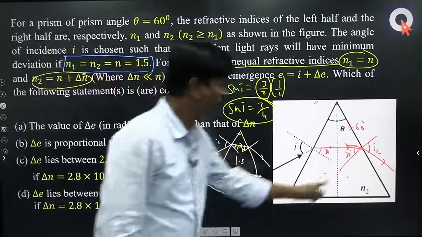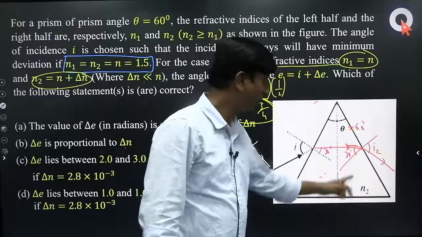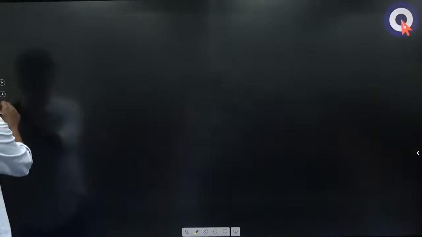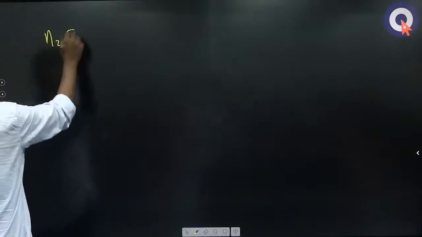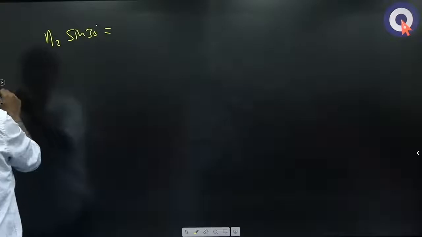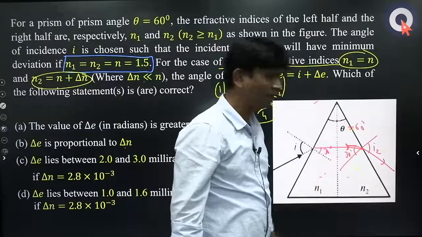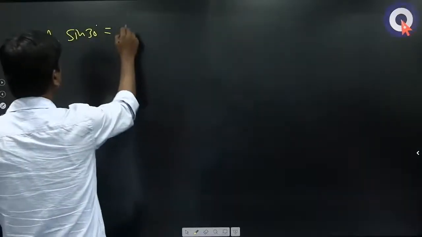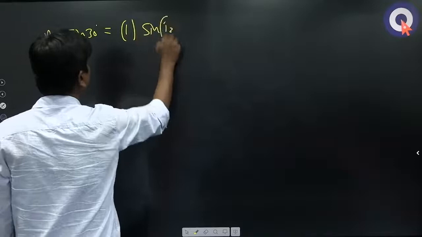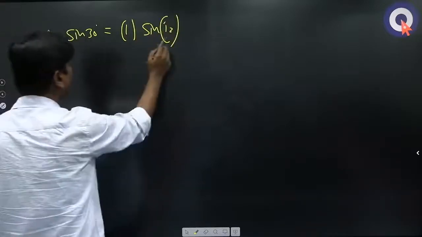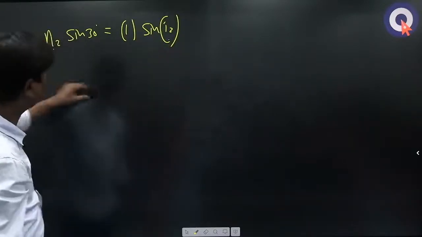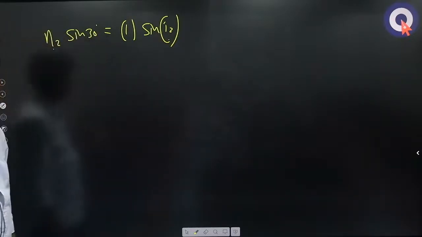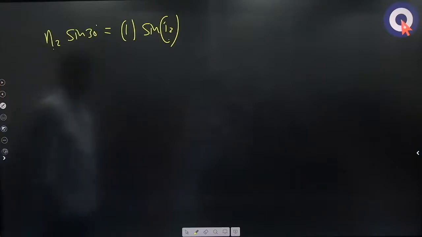So how do you take the value of N2 then? You can apply Snell's law here and here. N2 into sin 30 is equal to 1 into sin I2. Because N2 is different, I2 is also different. When N2 is 1.5, definitely I2 will be equal to I1, where sin I is 3 by 4. Okay, now what do we want to do?